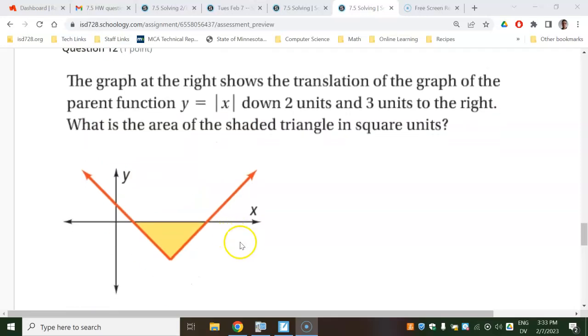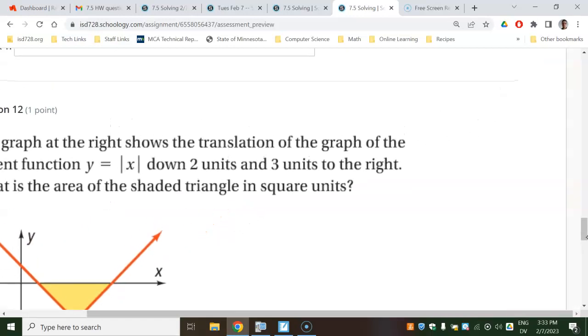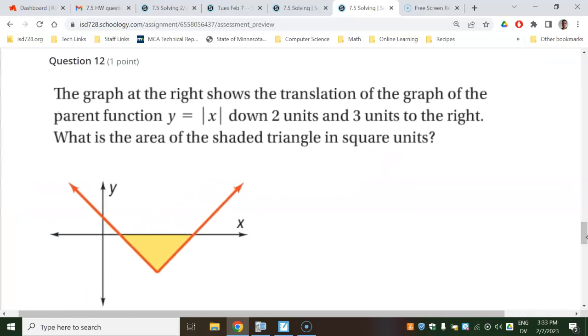Okay, this is homework 7.5, and it's question number 12 or 11, depending on which teacher you have. I realized I didn't have the assignments the same. So, anyways, we want to find out what's the area of this triangle shape here.